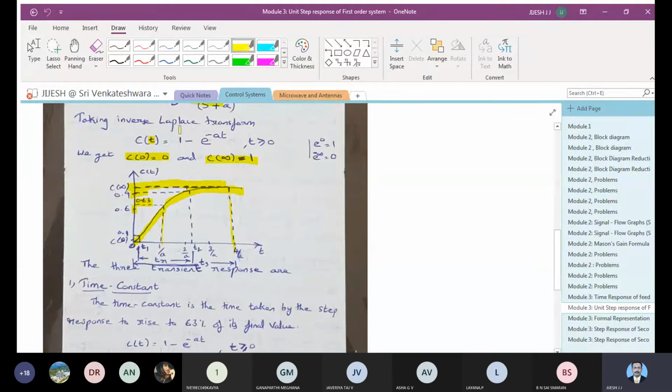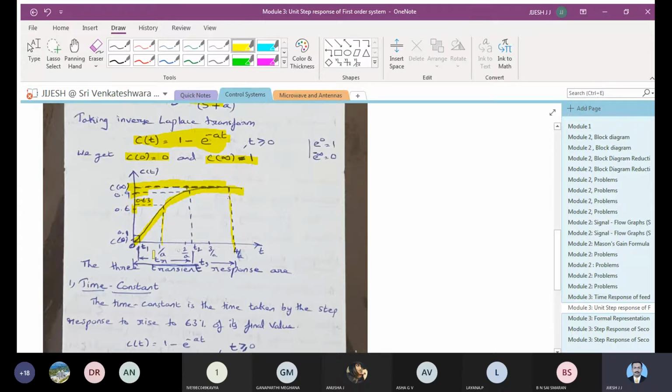With the help of this function, 1 minus e to the power of minus at, we are going to draw the graph. This graph shows the response of the system. You can see we have marked some percentages here, like 0.63, 0.9 and 1, that is 63%, 10%, 90% and 100%. You can see that the system performs in this form.